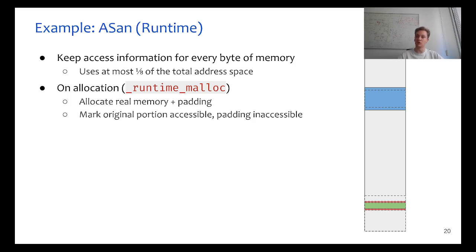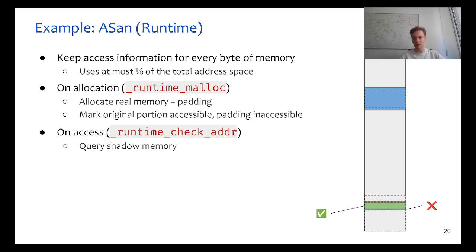Then, say your program allocates memory, which, now that you have overwritten the malloc with the runtime malloc, you can specify what should happen at runtime. So first of all, you of course need to allocate real memory to give back to the program, but the address sanitizer adds some padding around. And then in your shadow memory, you can mark your original allocation as accessible and the padding as inaccessible.